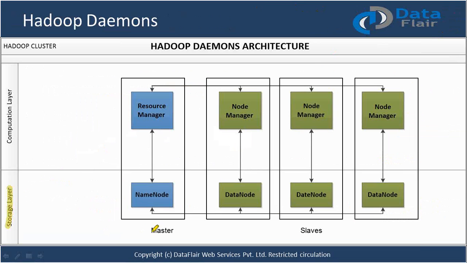Again, guys, you can recall we have a few machines that are designated as masters and the rest are slaves. Slaves are far more numerous than masters. Usually we have 3-4 masters and thousands of slaves. On the master we have a daemon called name node. On all the masters, the name node daemon runs.